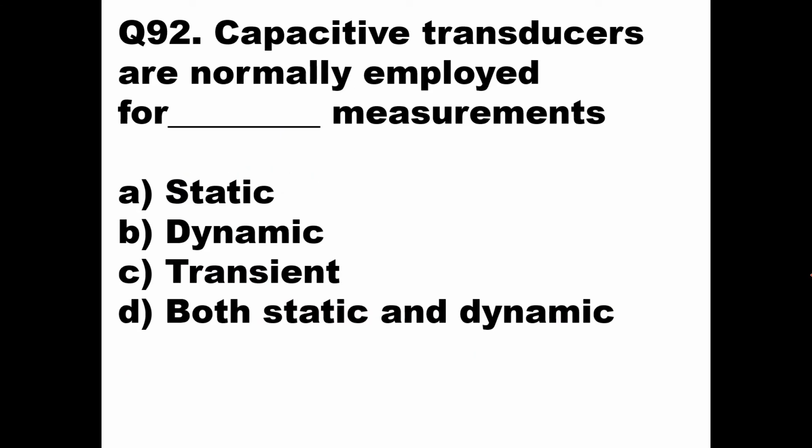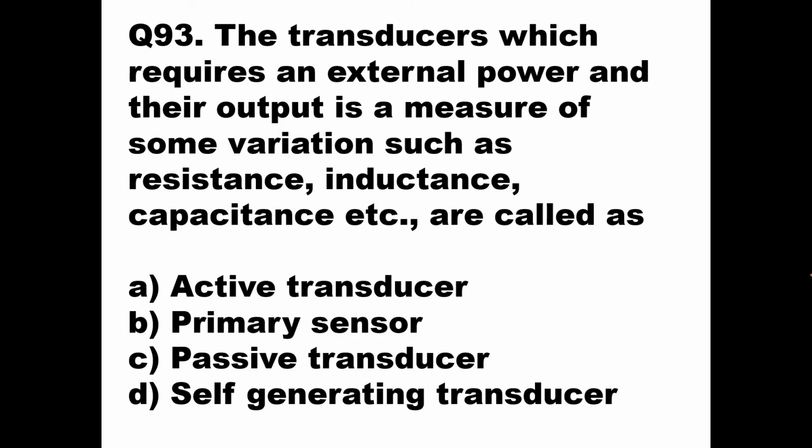Capacitive transducers are normally employed for dash measurements. Your options are static, dynamic, transient, both static and dynamic. Usually capacitive transducers are used for a movement which is continuously moving, which is dynamic, which is not static, and that dynamic movement will be converted into an electrical quantity by the capacitive transducer. So here the option will be B, dynamic. Okay, then we'll go to the next question, question number 93.